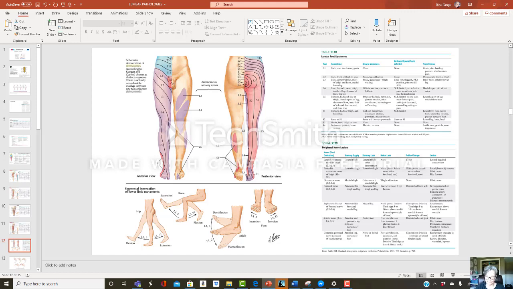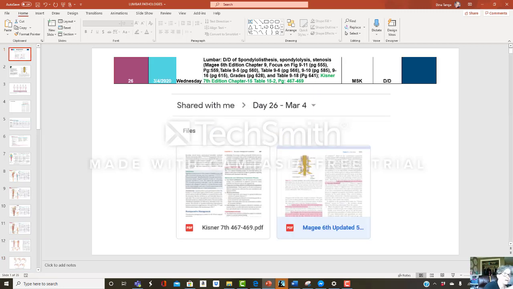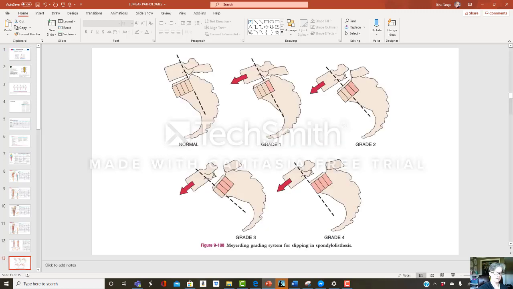Okay, moving on. So now let's go back up here. We did table 910 and 916. And now we're to the grades of 628. So this is the grading system for slippage in spondylolisthesis.